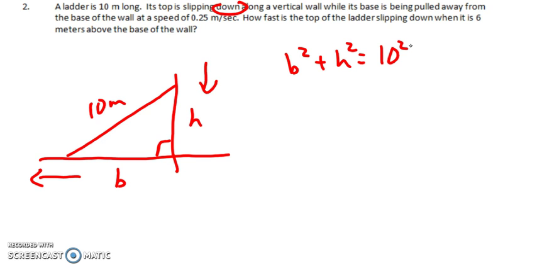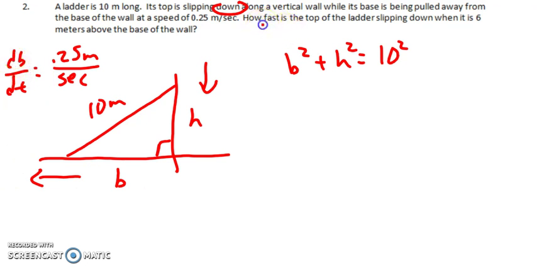But we have a few other things here. We've got a speed of 0.25. I'll go ahead and write this over here: 0.25 meters per second. Well, what is that exactly? That is when the top is slipping down along a vertical wall while its base is being pulled away. So that's when the base is being pulled away. So that's dB/dt, because this is when it's being pulled away.